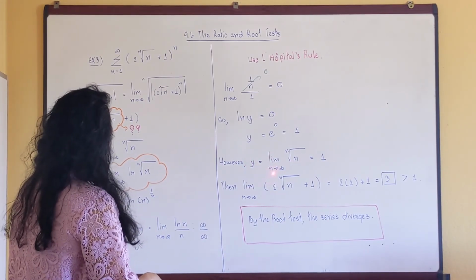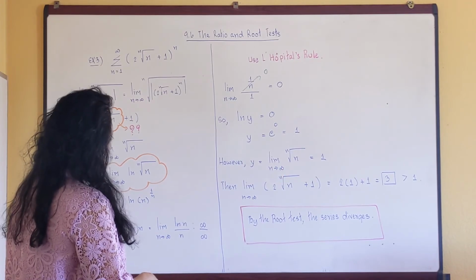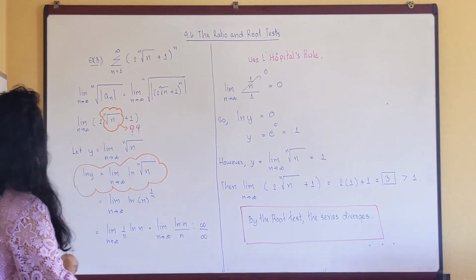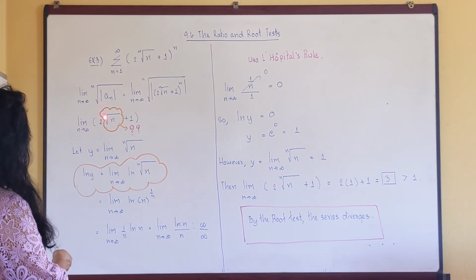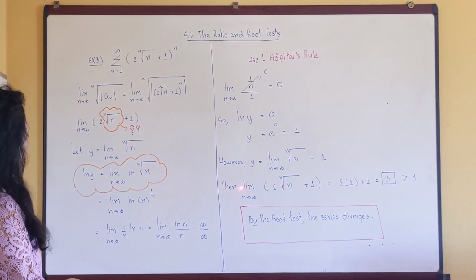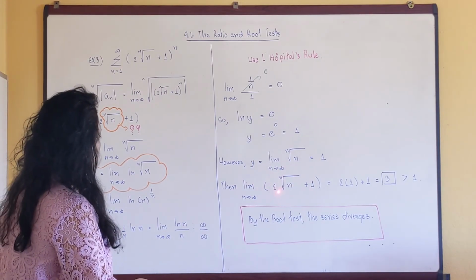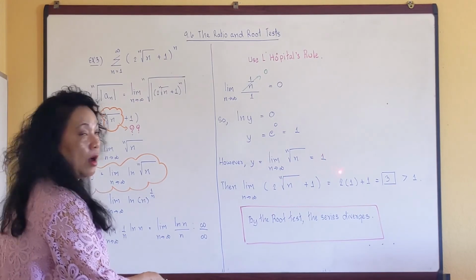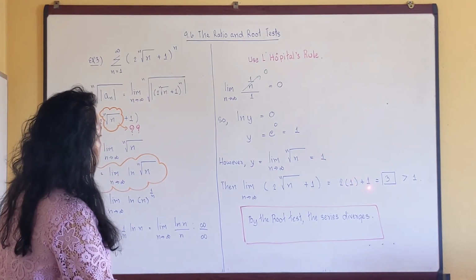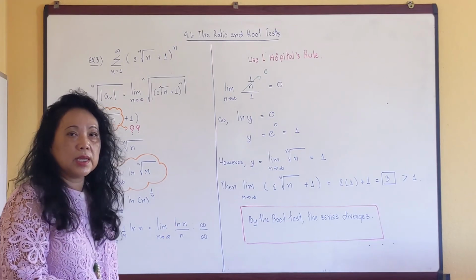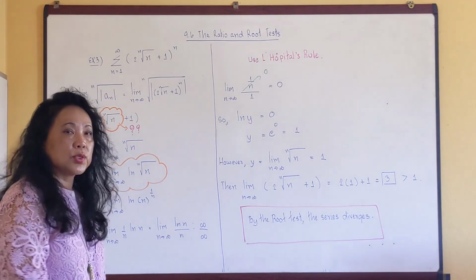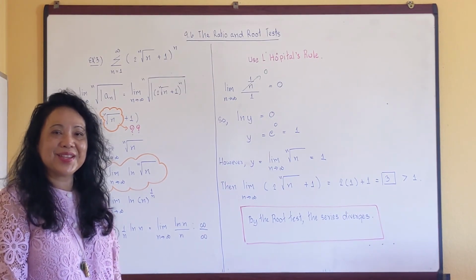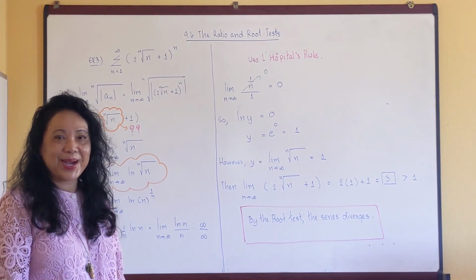So the limit as n goes to infinity of the nth root of n is equal to 1. So I was able to solve for the unknown here. So the limit of this whole thing: the limit of 2 is just 2, the limit of the nth root of n I just solved, which is 1, plus 1. 2 plus 1 is 3. 3 is greater than 1. So by the root test, the series is divergent. Alright, we finished 9.6. Bye.